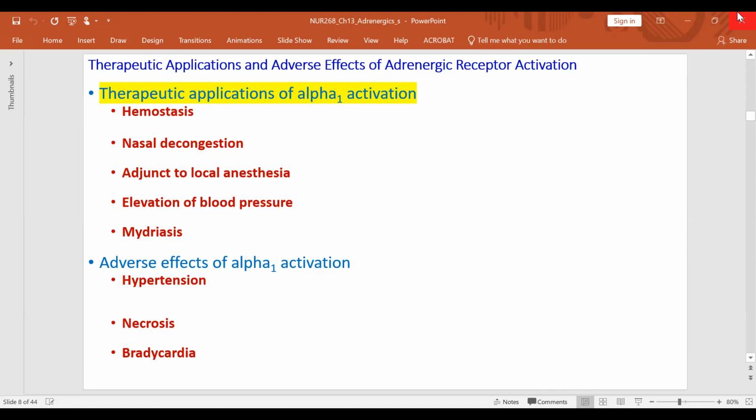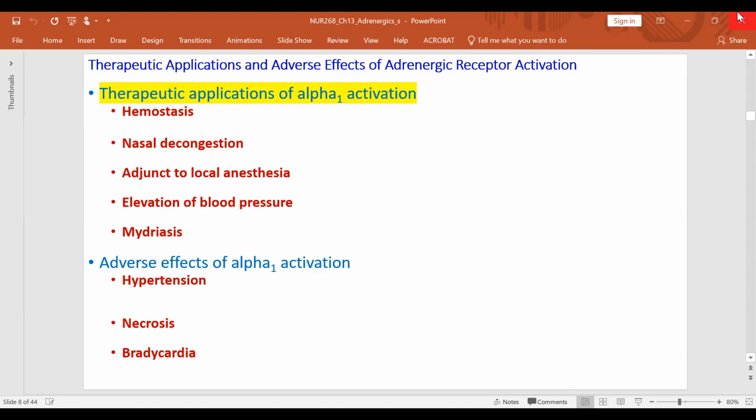The fourth one is the elevation of blood pressure. When there is hypotension, these drugs can increase blood pressure via vasoconstriction. Mydriasis, which is dilatation of the pupils, might be required or needed during an ophthalmic or eye exam.